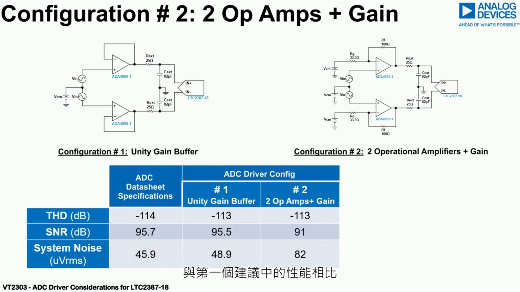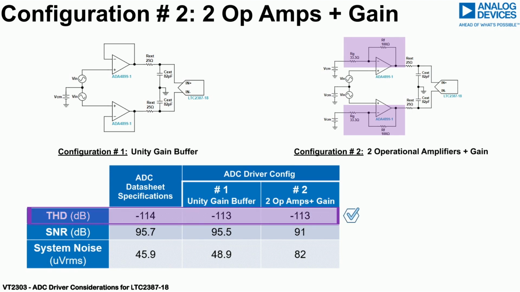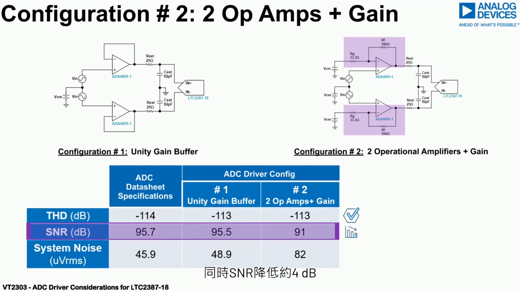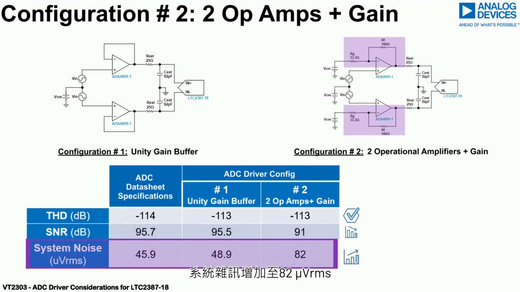Comparing with the performance achieved from Recommendation 1, if the gain is added to the driver stage of the circuit, the THD remains the same, while the signal-to-noise ratio is reduced by approximately 4 dB, and the system noise increases to 82 microvolts RMS.